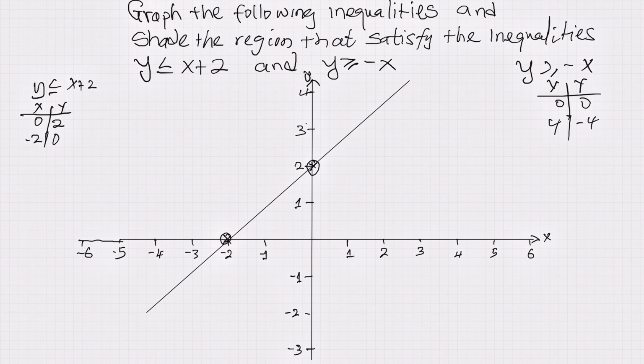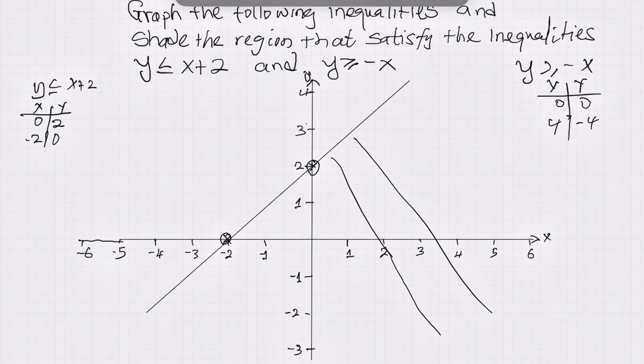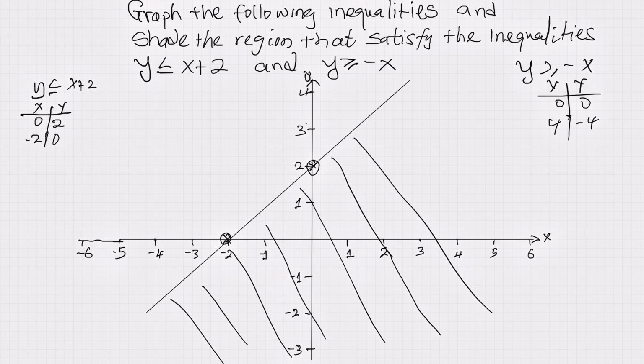So again, let's look at the region that satisfies this inequality. So we have y values. Y is less than or equal to x plus 2. So if you look at this graph, the values that are below here are less than. You see that? So this is the region that satisfies the inequality.